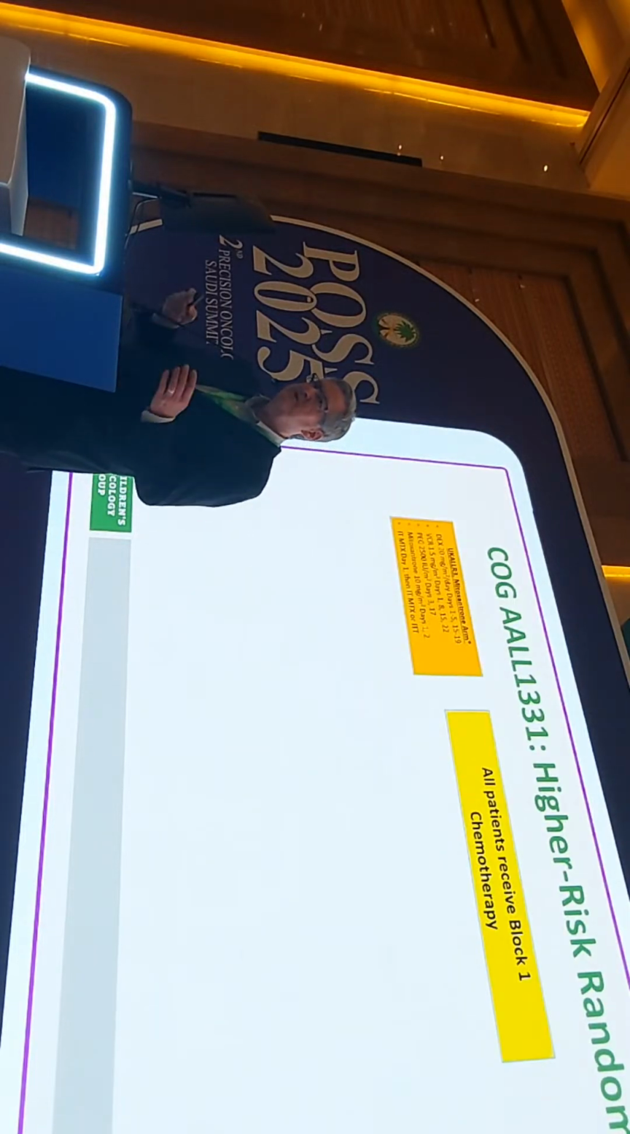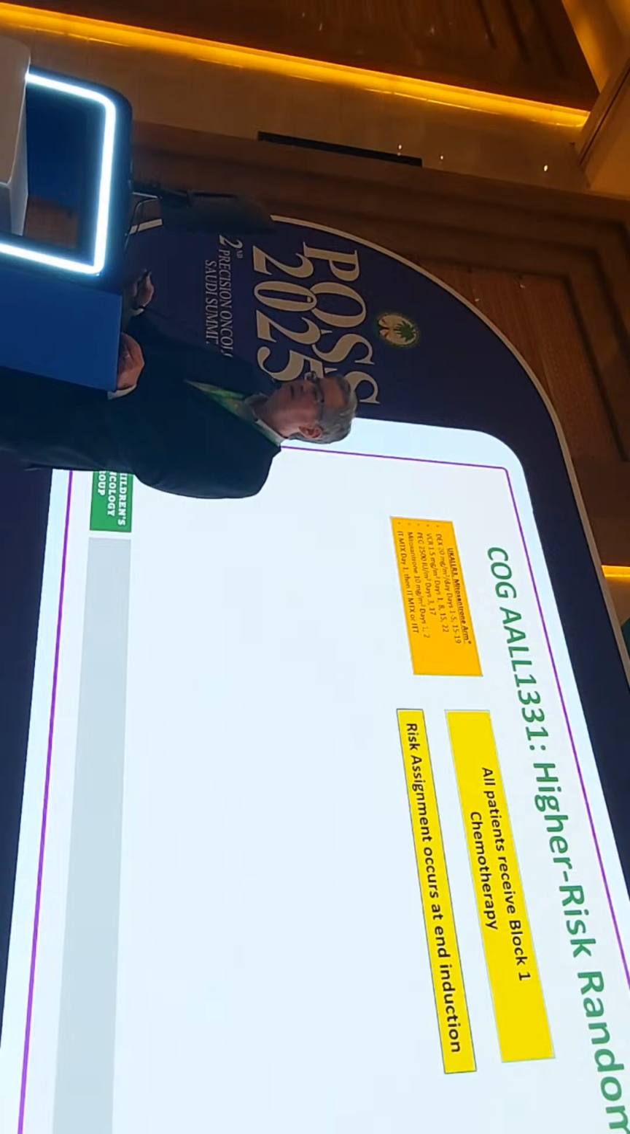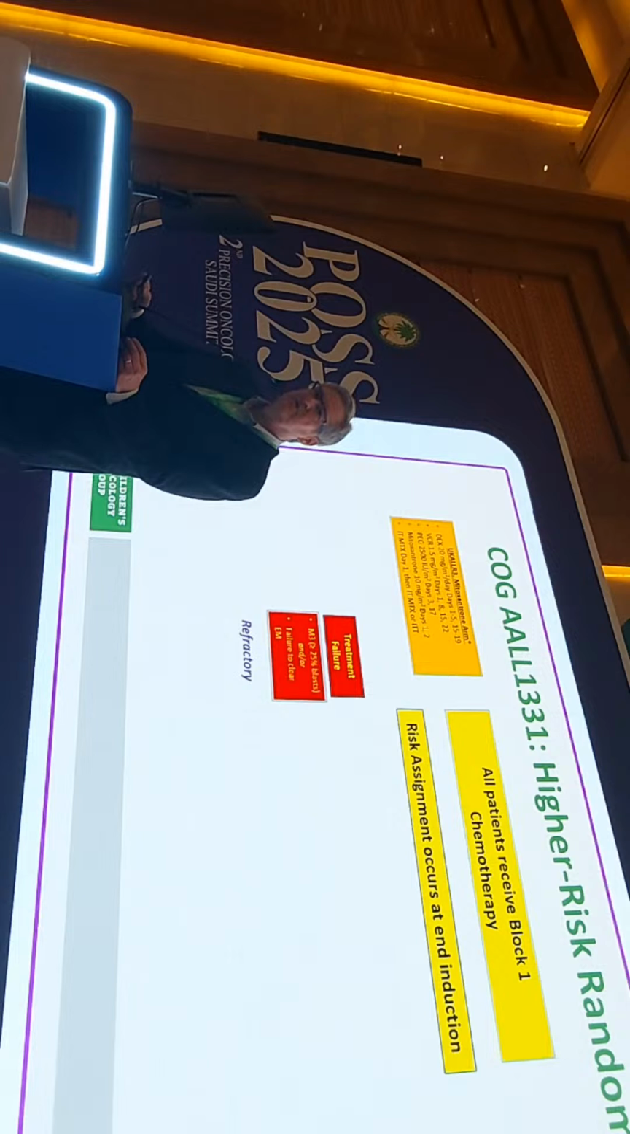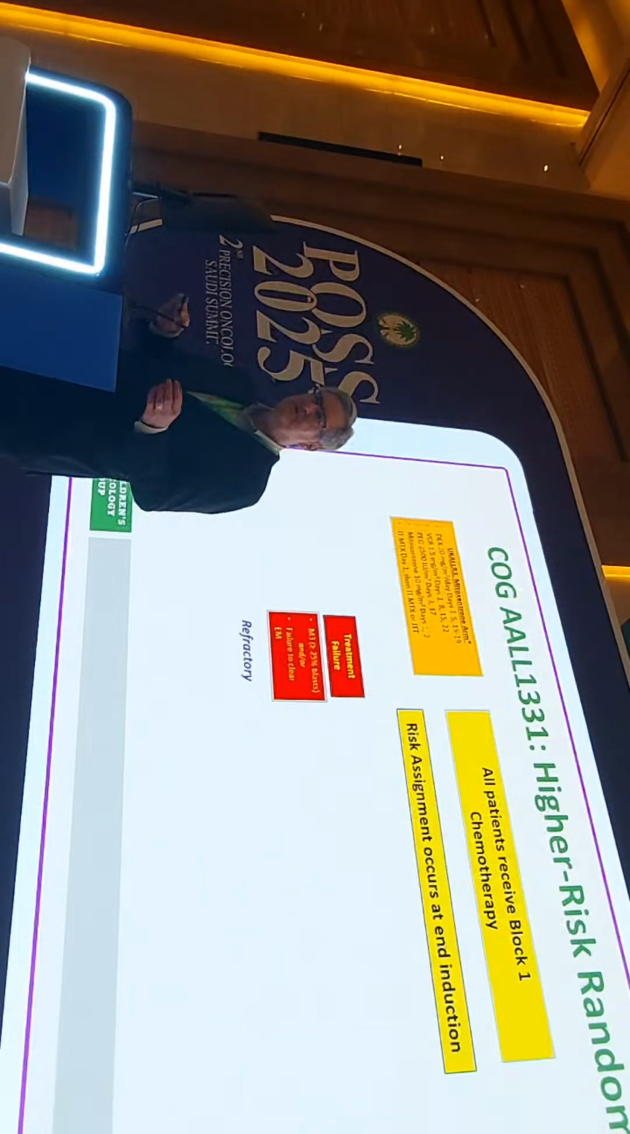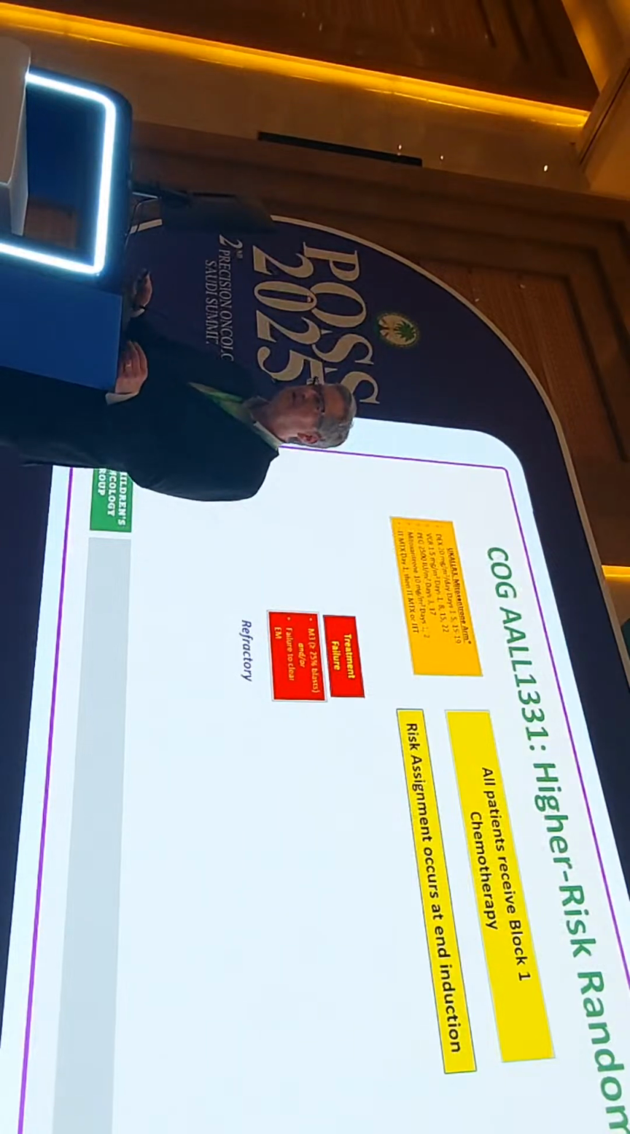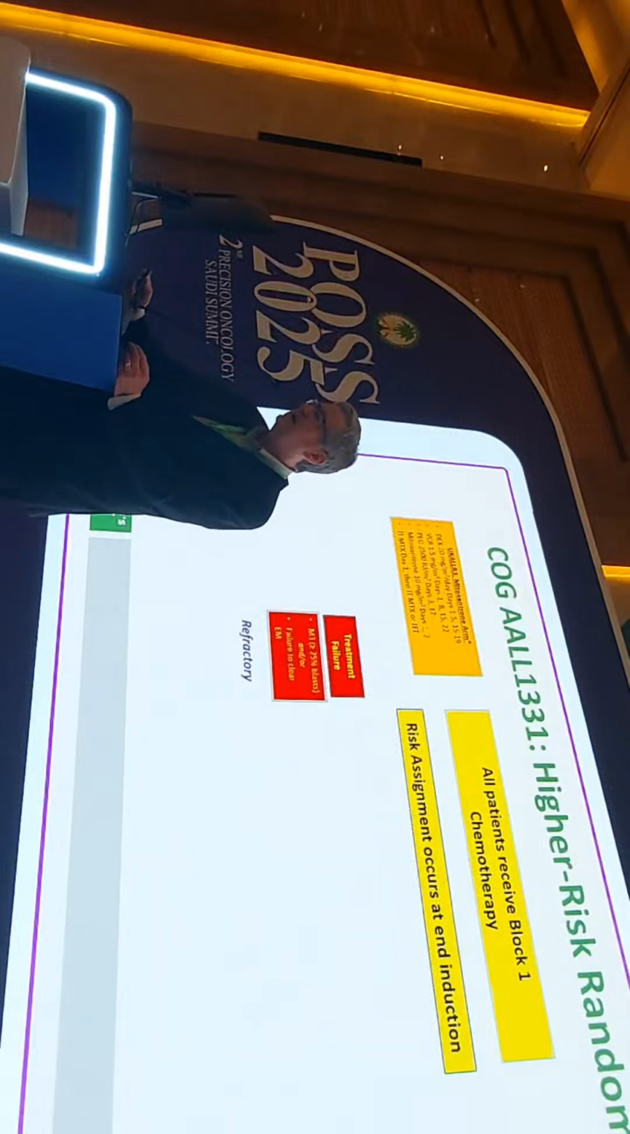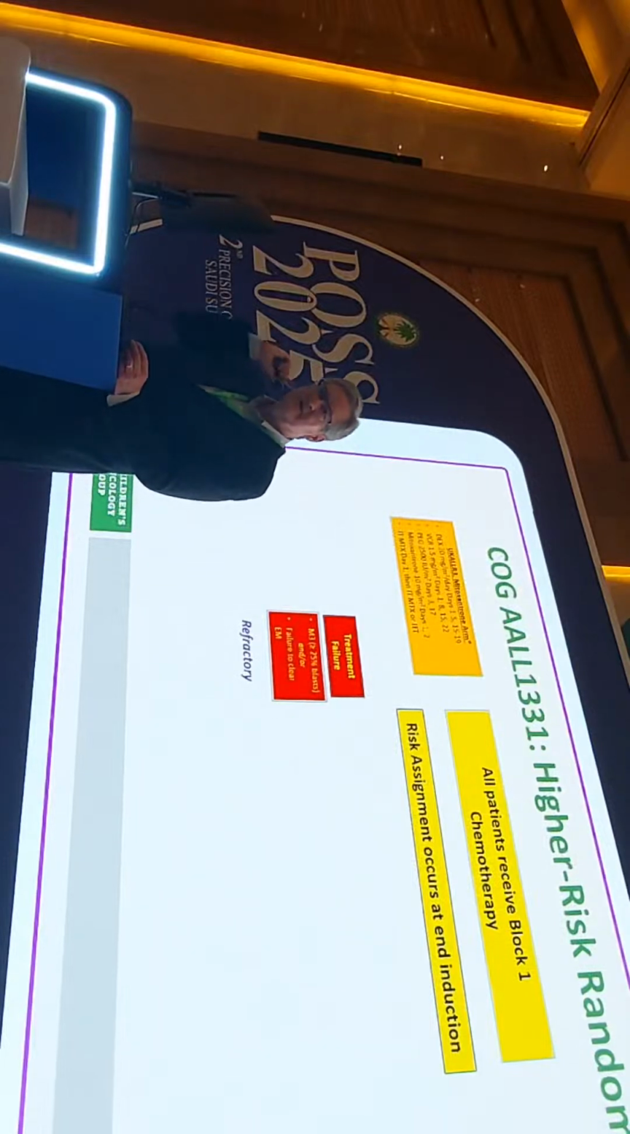So again, all patients receive a block of intensive chemotherapy. It's based on the UKALL R3 regimen, as shown there. And at the end of that, they were risk assigned to different groups. Patients with treatment failure were those who did not enter remission and who still had an M3 marrow, greater than 25% blasts. I'm not going to talk more about these patients other than to say that their outcome was poor.